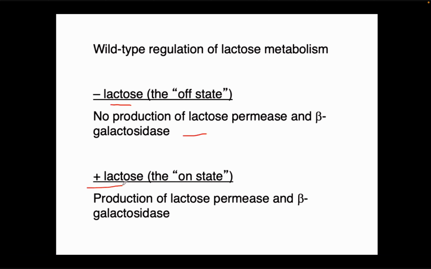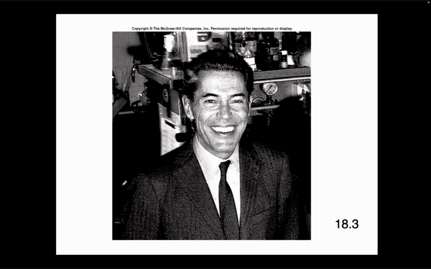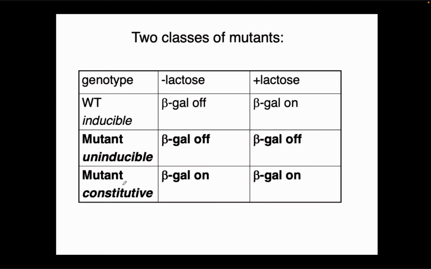Jacob and Monod, this is a picture of Monod. I just happen to like this picture because he looks happy all the time. He was also very politically active. But he decided to do a mutant screen to look for mutants that could not metabolize lactose, or would try to metabolize lactose even when it wasn't around.